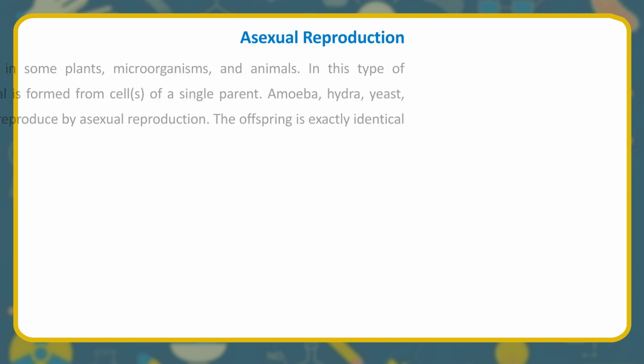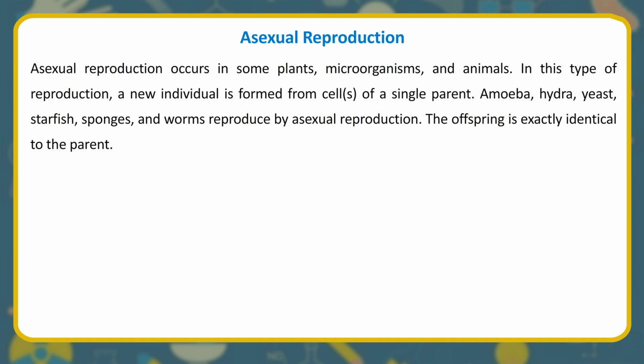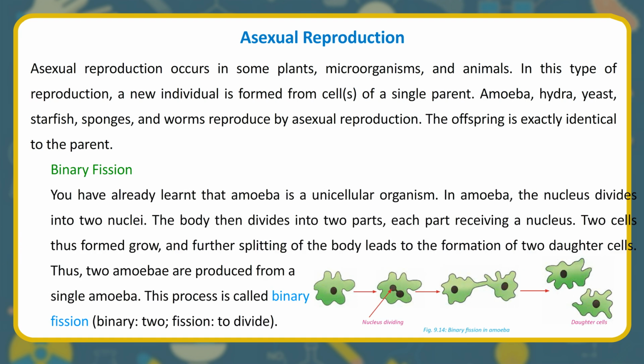Asexual reproduction. Asexual reproduction occurs in some plants, microorganisms, and animals. In this type of reproduction, a new individual is formed from cells of a single parent. Amoeba, hydra, yeast, starfish, sponges, and worms reproduce by asexual reproduction. The offspring is exactly identical to the parent.